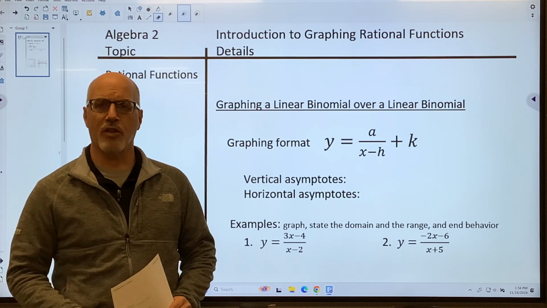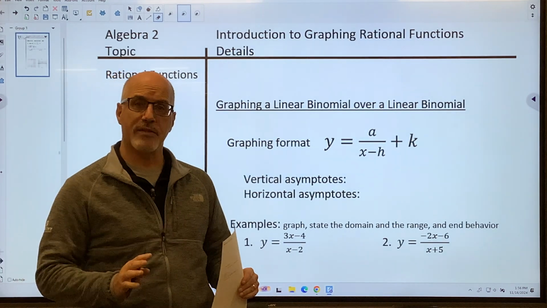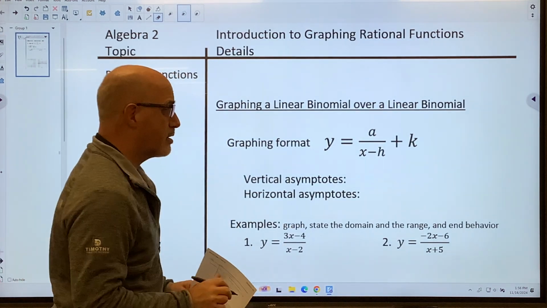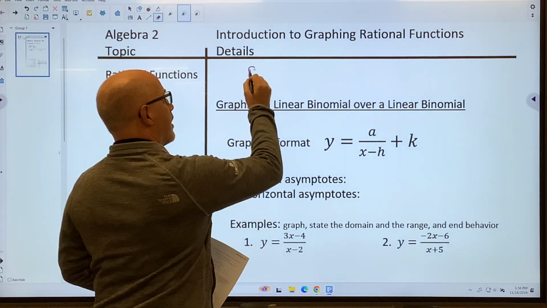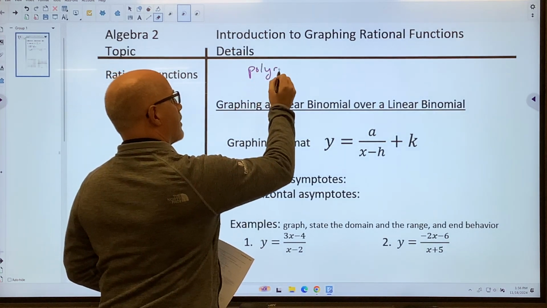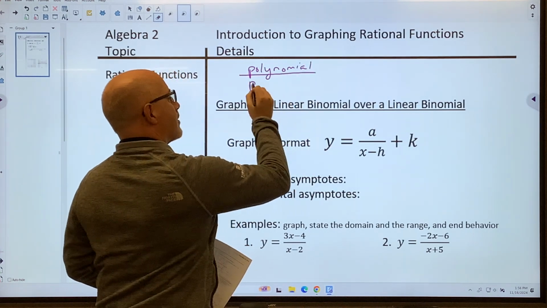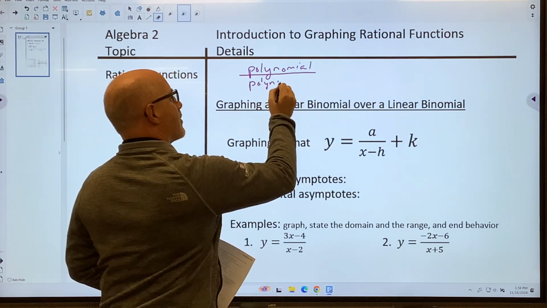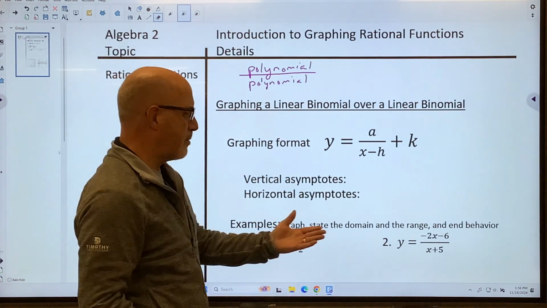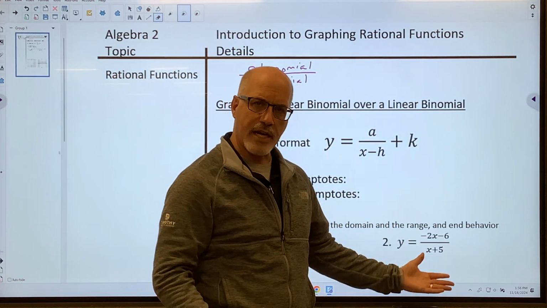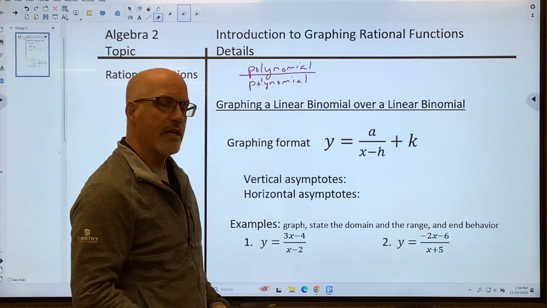We're going to start our look at rational functions by looking at their graphs. So the first thing we want to do is talk about what a rational function is. A rational function is a polynomial over a polynomial. So it will look something like this, where you have a fraction with a polynomial in the numerator and a polynomial in the denominator.